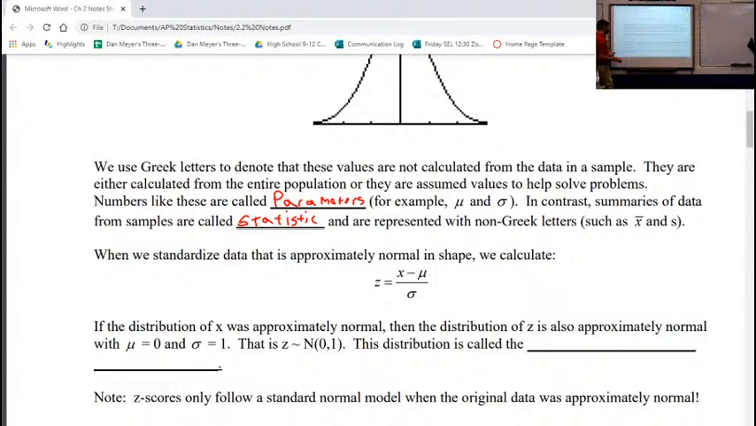So what we're going to do is use z-scores to standardize this normal curve and keep it consistent, where our mean is going to be 0 and our standard deviation is going to be 1. This is called the standard normal distribution. The standard normal distribution has a mean of 0 and a standard deviation of 1.